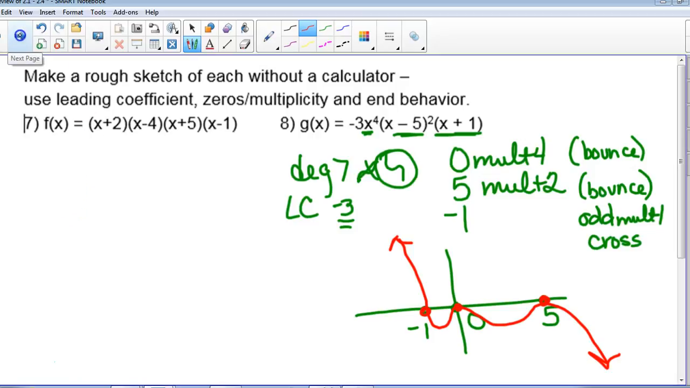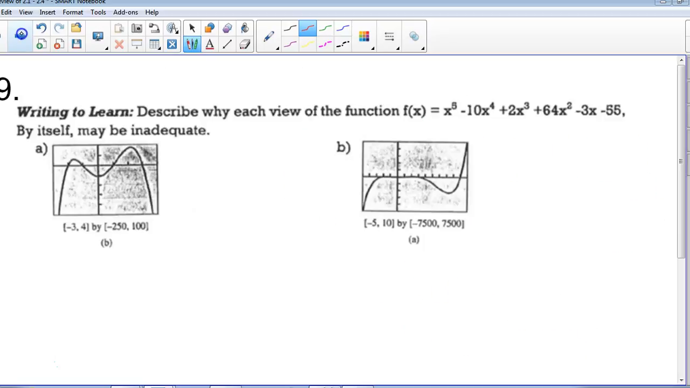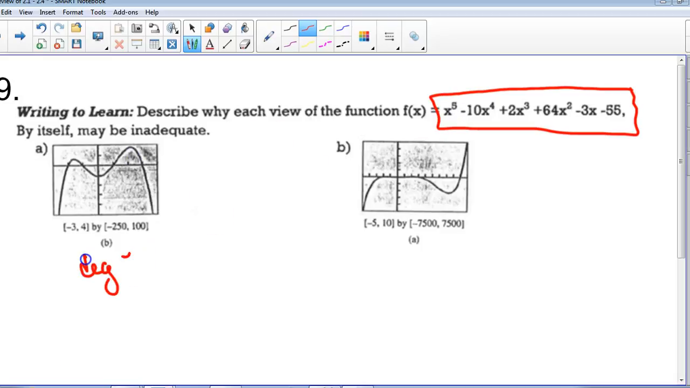All right, what's on the back of this guy? Anything tricky? Oh, some hidden behaviors. What's wrong with graph A? If this is what we typed in, what should we know is wrong with graph A? Yeah, this looks like an even degree, right? Because both ends are going down. And this was degree 5. So we're not seeing the right end behavior, right? Somewhere it's got to come back up one end or the other. I'm just going to write incorrect end behavior in this window.